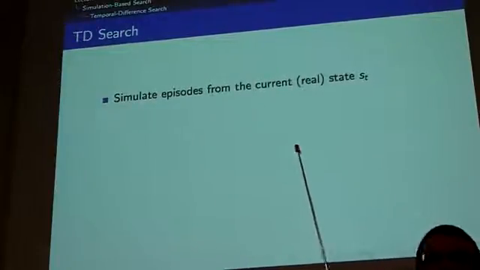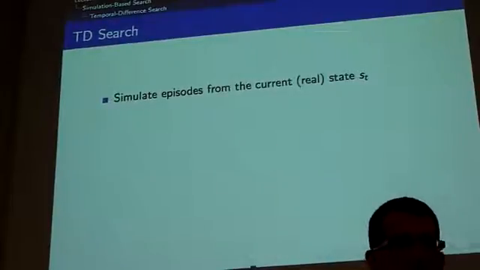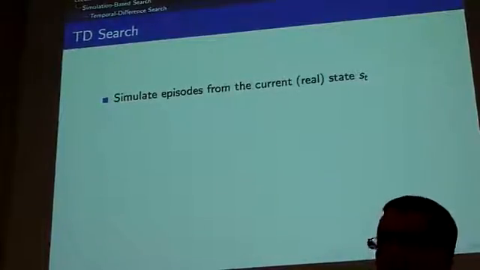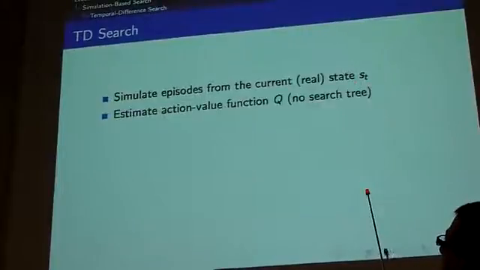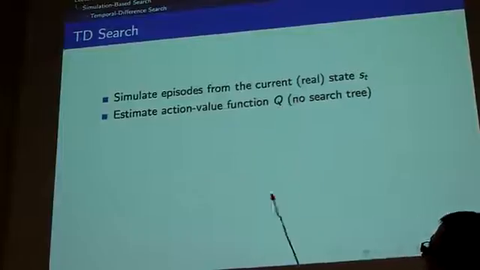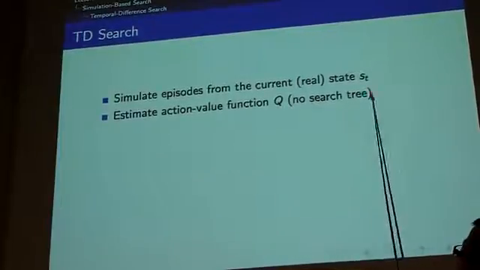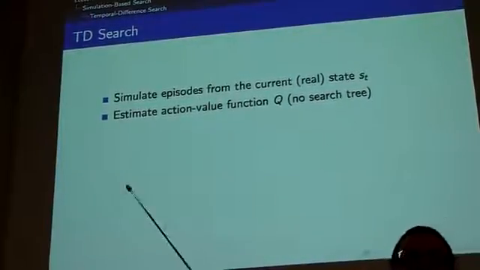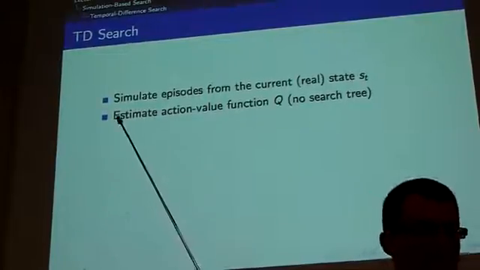Okay. So what's the idea? Let's just spell it out. The idea again is to simulate episodes from the current real state. So we start from now. And now we're going to estimate the action value function, Q. You can think of this as a search tree, but more generally you just think that there's some representation of the state space.